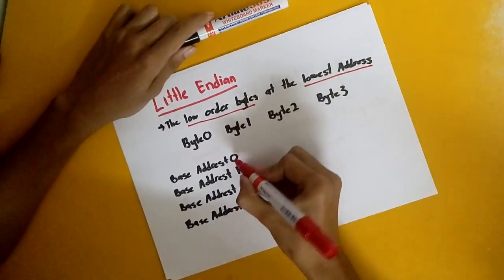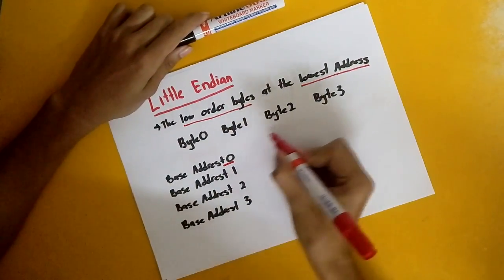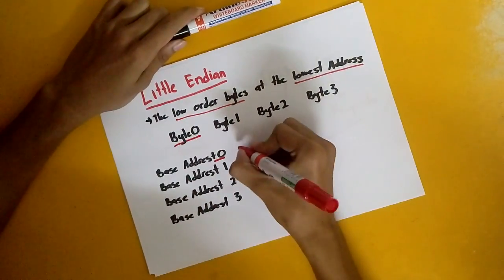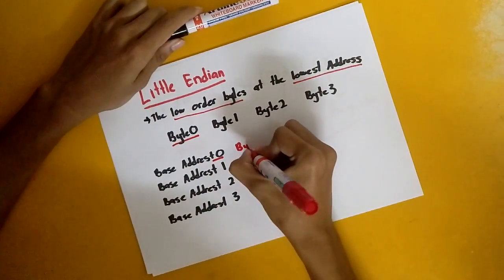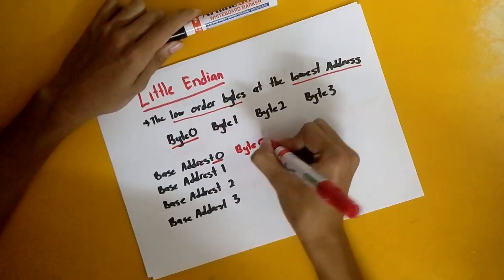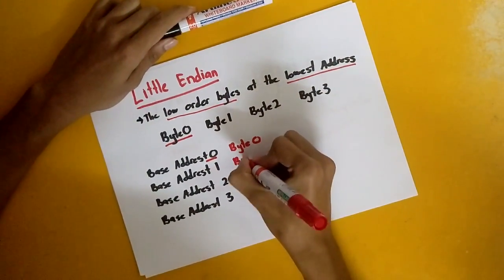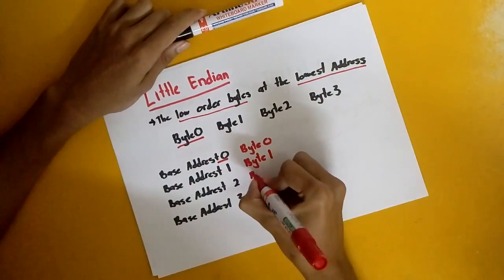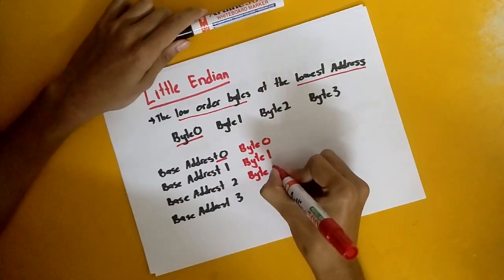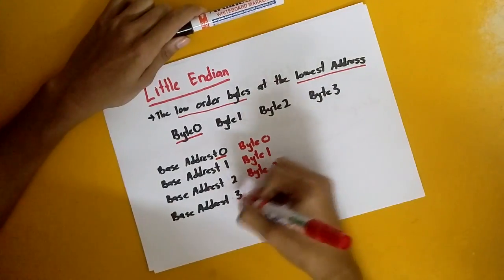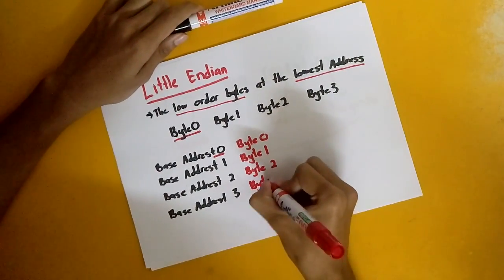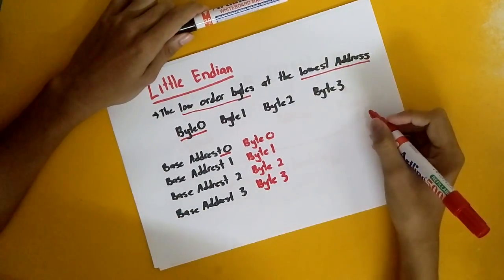That means the lowest address is 0, so the lowest byte is byte 0, so it starts from 0. Address 1 is byte 1, and address 2 is byte 2, and the highest address holds the highest order byte, so it becomes byte 3. Okay, that's it.